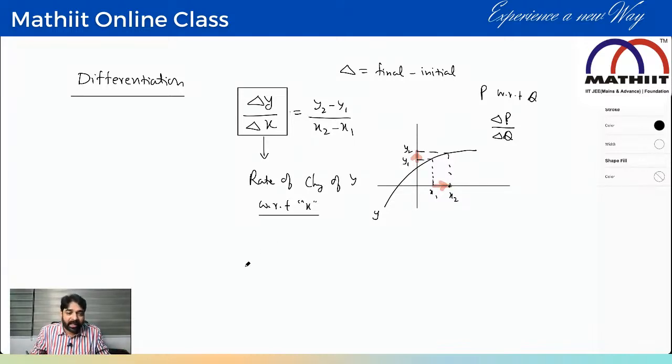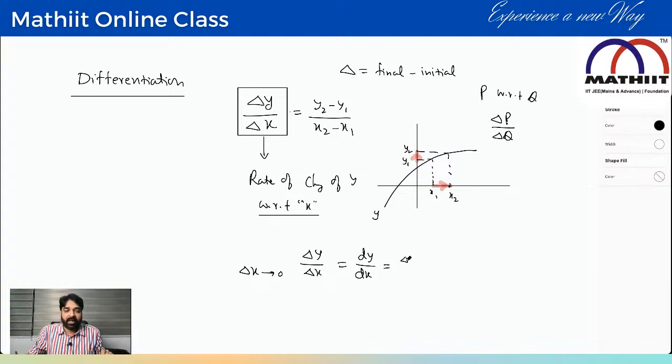So whenever delta x is near to 0, del y by del x is represented by a new symbol, that is called dy by dx. So dy means difference of y, dx means difference of x. Of course, we used to learn in this style, but that is not a correct version of this. Dy by dx means del y by del x.